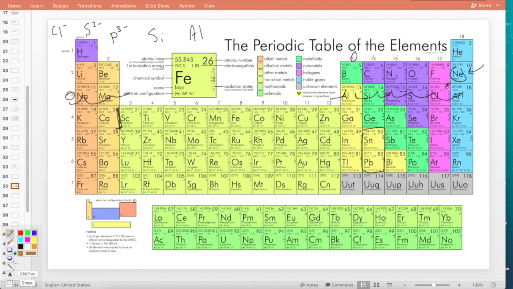If aluminum loses 3 electrons, it now has 13 protons, 10 electrons. It has more positive particles. So it's going to have a 3 plus charge. It's a 3 plus cation. So here is the pattern. Group 14, they don't form ions. Anything to the left of group 14, they will form what we call cations, positively charged ions.